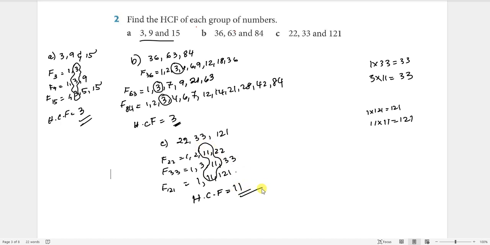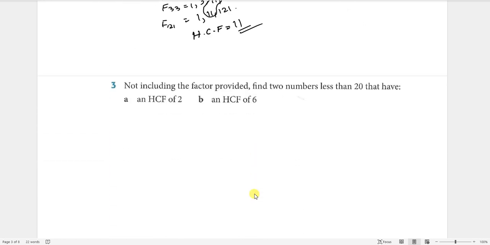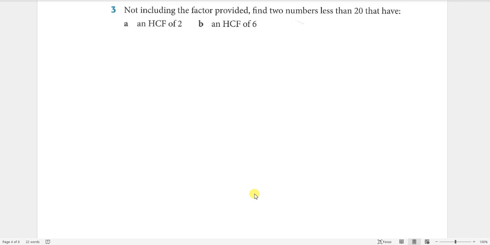Okay, that's the end of question 2. Now we'll go to question 3. Okay, question 3 is a bit tricky, so I'm going to take my time for question 3. Let's begin.